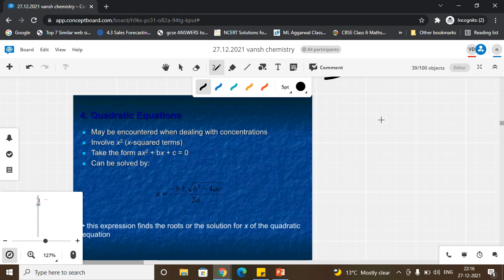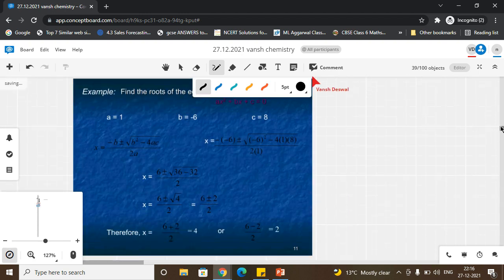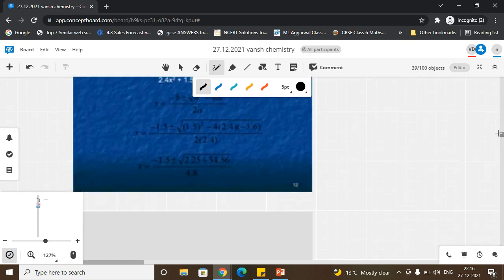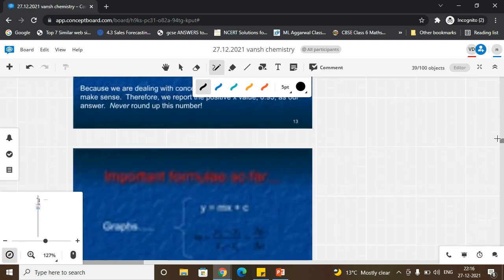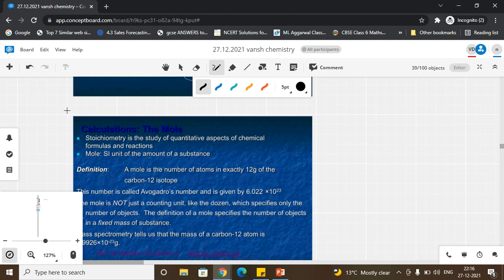Do you know how to solve a quadratic equation? Yes, but I don't think that's coming up. So you can skip this part, but you should know a bit, either by middle term splitting or the formula method. Now you can simply come to this part. Calculate the mole. I'll read that. You can go through the remaining next 5 slides, then we will discuss.